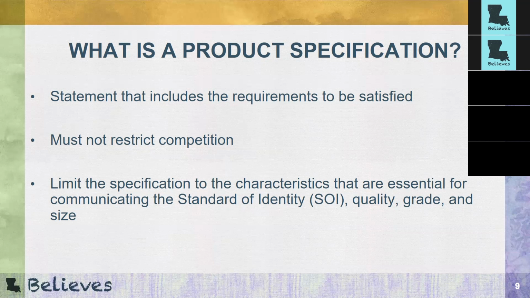Writing bid specifications can be difficult and time consuming because the descriptions are often long and very detailed. But in some cases, the specifications can be limited to only those characteristics that are essential for communicating with the supplier, such as standard of identity, which you'll often see as SOI, quality, grade, and size. Most single ingredient foods, such as fresh produce or graded meats, often only need a very brief description.